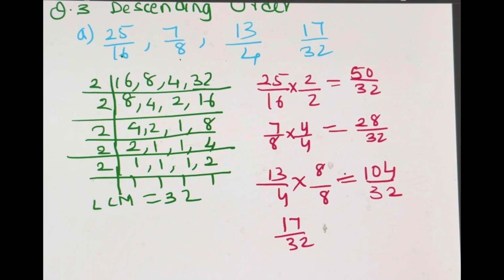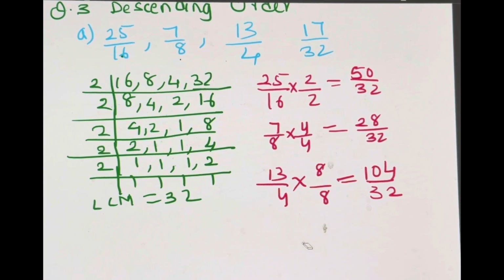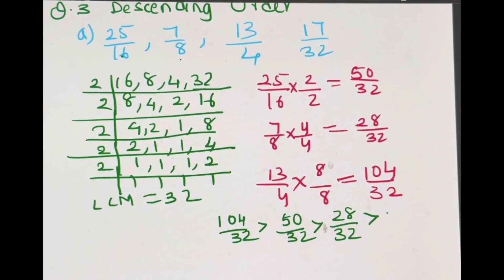Now you can easily arrange. So 17 upon 32 is the smallest, as you can see. Now, this question is descending order, so we need to take the largest first, right? So the largest is 104 upon 32, then comes 50 upon 32, then comes 28 upon 32, and last is 17 upon 32. This is answer number A.